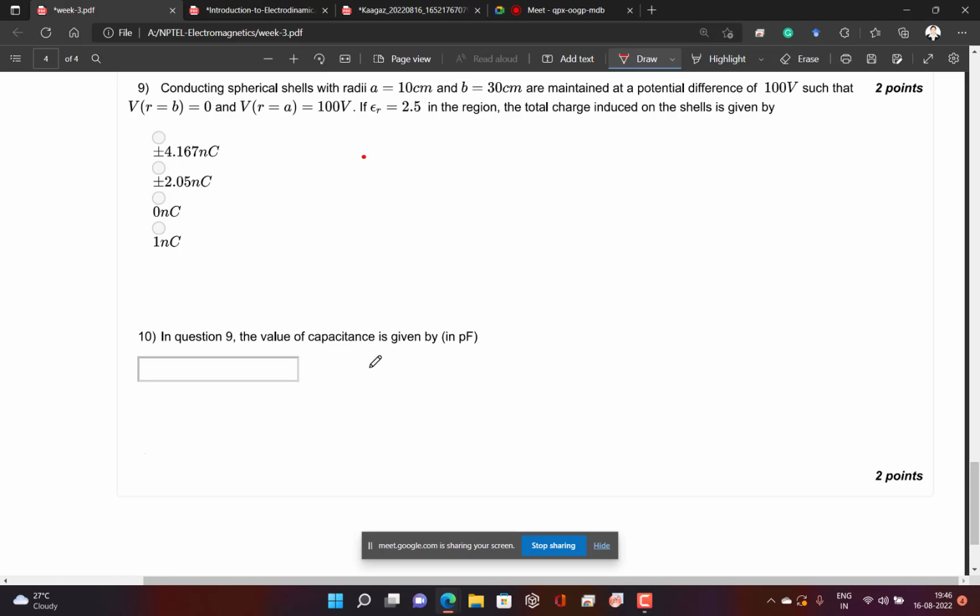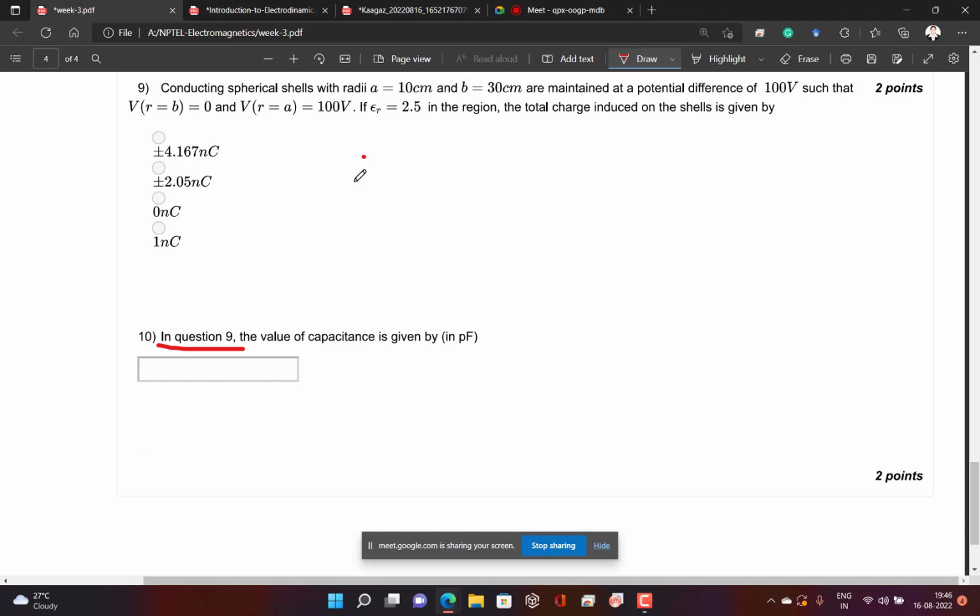Ma'am, C is equal to 4 pi epsilon divided by 1 by A minus 1 by B. Why are you doing that much? You have already found it from the previous question, so C is equal to Q by V. Voltage is there, no? Yes. Charge also we found out. Q also is there. Yeah, exactly.